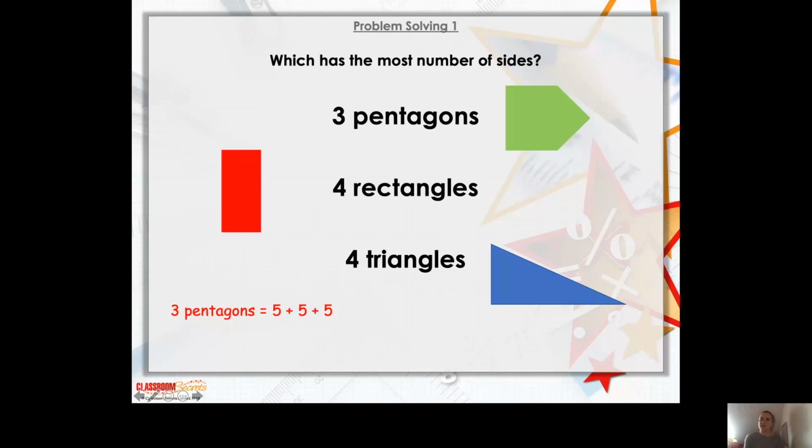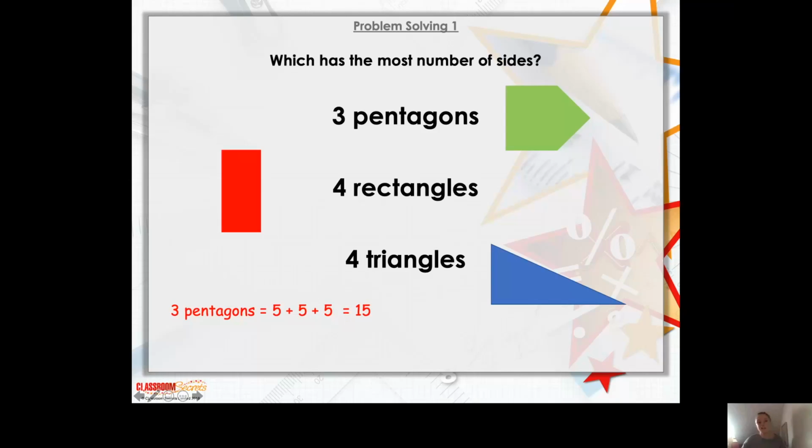Now, what is 5 plus 5 plus 5? Well, 1 5 is 5, 2 5s are 10, 3 5s are 15. So therefore, 3 pentagons are going to have 15 sides in total. Now, what about the rectangles and the triangles? Could you pause the video and see if you can work out how many sides 4 rectangles would have and how many sides 4 triangles would have?